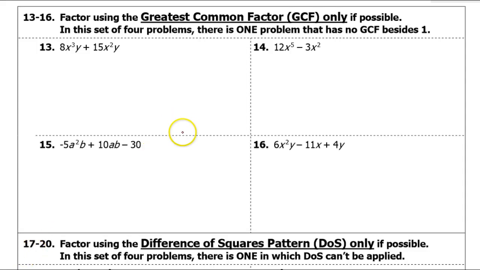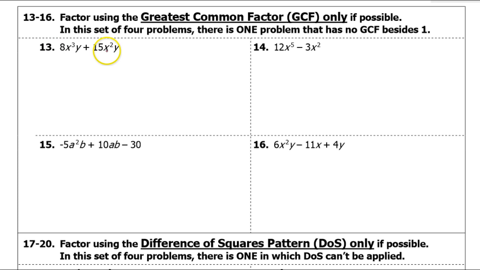In this video, we will practice factoring using the greatest common factor, or GCF, and factoring using the difference of squares pattern. So for the first four problems, we're going to factor by only using the GCF, but the directions warn us that one of these problems has no GCF other than one. So we will note that when we come to it.